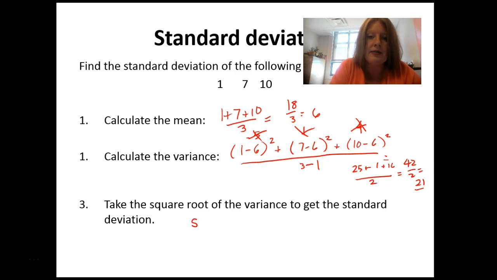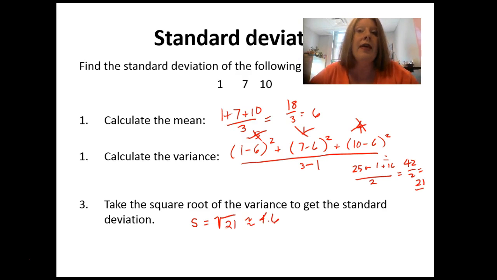So S is the symbol we use for the sample standard deviation. That equals the square root of 21, or approximately 4.6. So we can say that the values in this data set are approximately 4.6 units away from the mean. That's what the standard deviation tells us. It tells us the distance of data values from the mean.